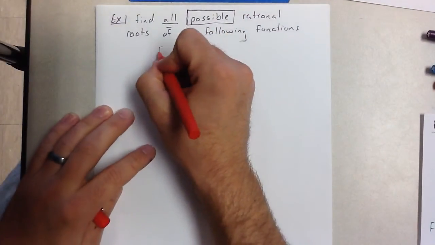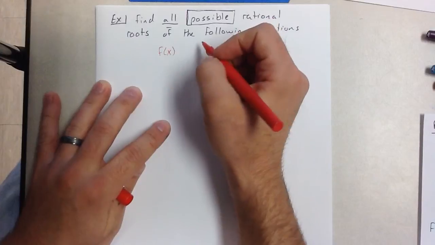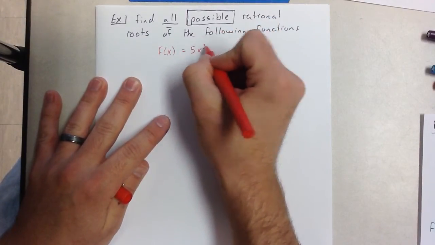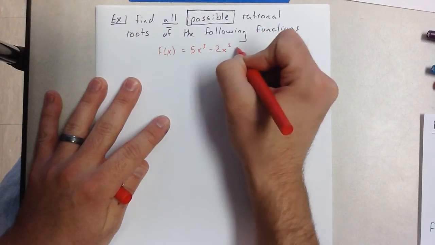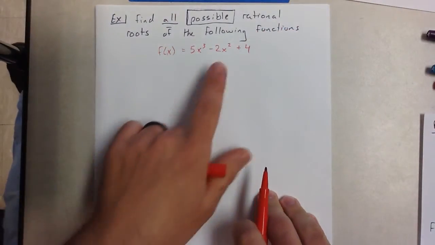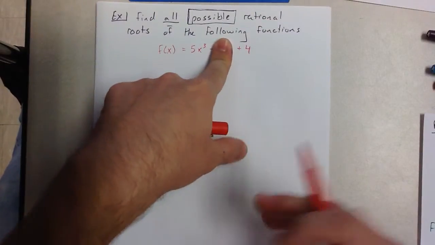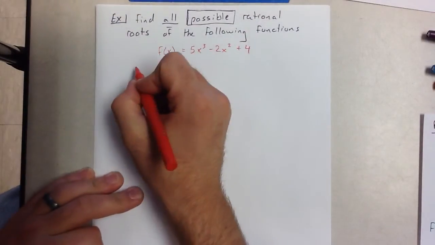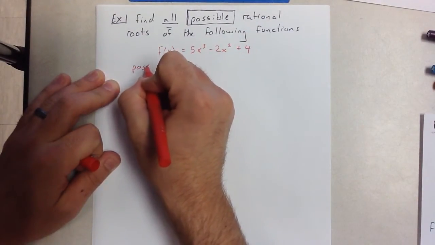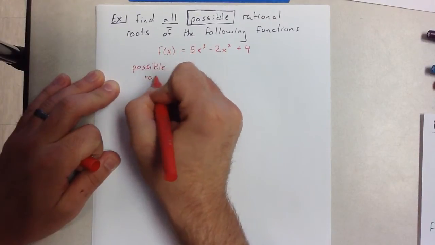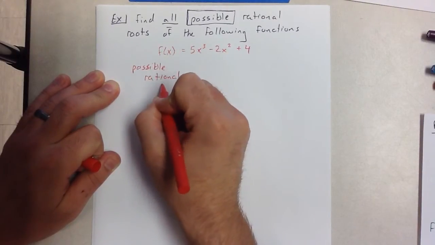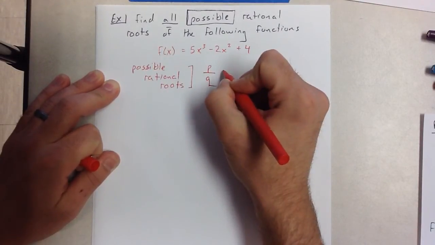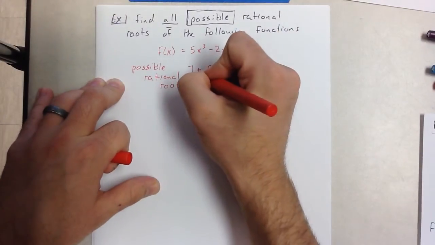But let's say our function is 5x cubed minus 2x squared plus 4. So this test pays no attention to our middle terms, just the leading and constant. So the possible rational roots are, that's P over Q, positive negative P over Q.